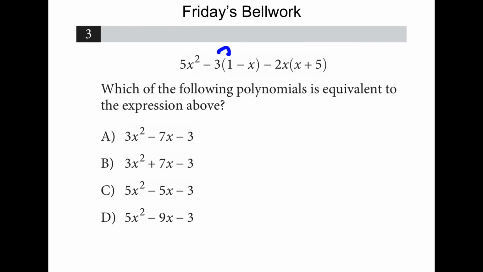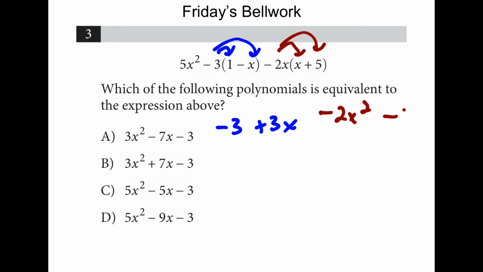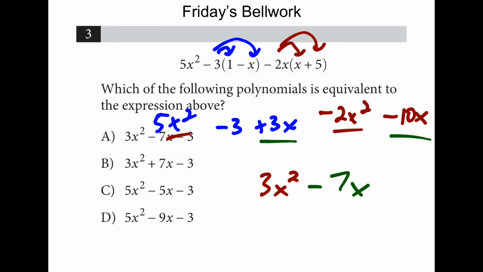For Friday, I have to distribute, and remember that I'm distributing the 3 and the negative, so this comes down as negative 3 plus 3x. And if I do the same thing over here, that comes down as minus 2x squared minus 10x. So I still have a 5x squared that came down, and let's see what we got here. The only x squareds are 5 and negative 2, so I'm left with 3x squared. The x's, I'm left with negative 7x, and the only number here is negative 3. So I've written all over it, but A is my best choice.